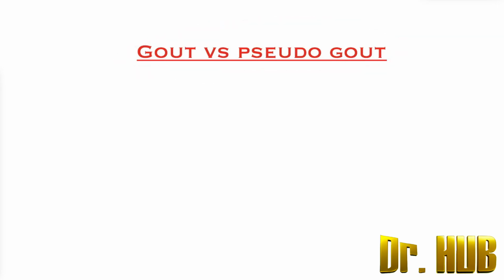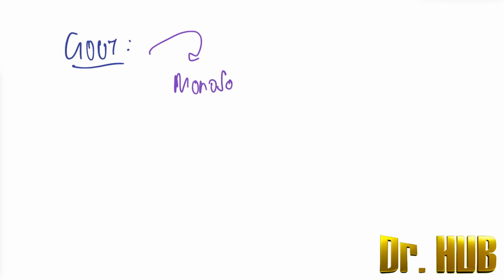Gout versus pseudogout. Now let's talk about just gout. So what is the crystal composition of gout? The crystal composition is monosodium urate. Next, what is the shape of this gout? The shape is needle-like.